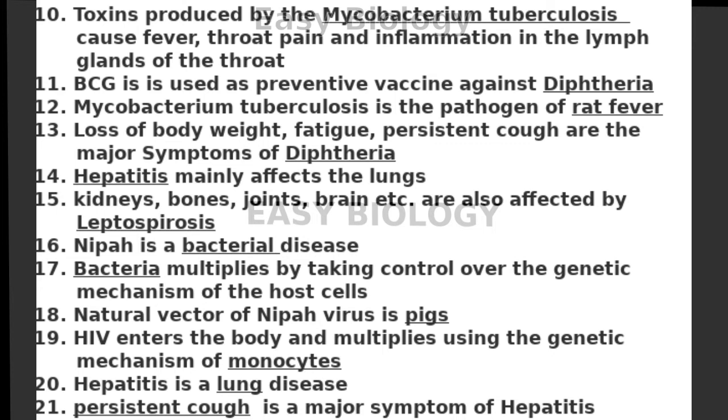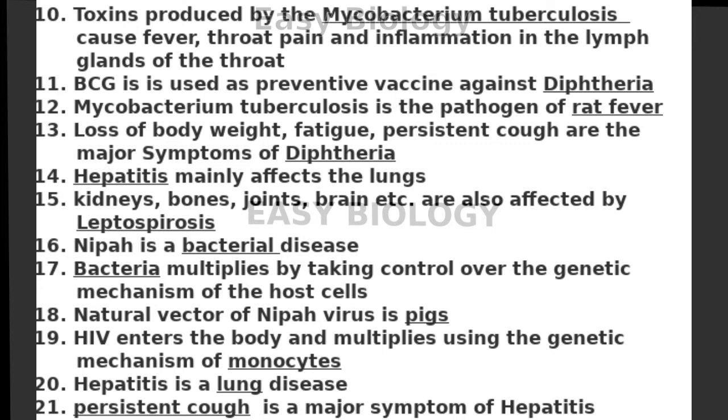Question number 13. Loss of body weight, fatigue, persistent cough are the major symptoms of diphtheria. Here the underlined portion is diphtheria. It is a wrong statement and the answer is tuberculosis. Question number 14. Hepatitis mainly affects the lungs. Here the underlined portion is hepatitis. It is wrong. The answer is tuberculosis.